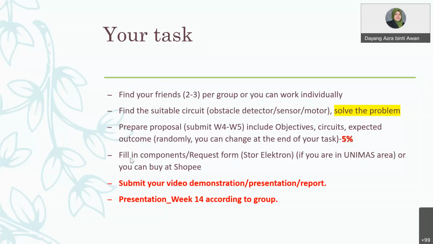Then you need to submit your video demonstration, presentation, report. I will update you later. Oh, tak apa, nanti I give you the recorded. So presentation is around week 14, according to group. If we finish early, we can start early for the presentation. Presentation is very easy as long as you finish your task. You should be able to get the highest mark.